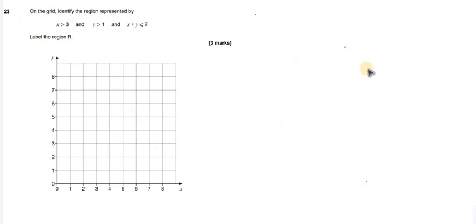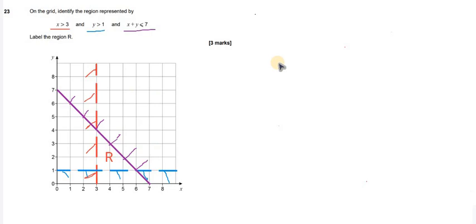Question 23. On the grid, identify the region represented by x is greater than 3 and y is greater than 1 and x plus y is less than or equal to 7. Label the region R. So we start with x is greater than 3. So we draw the line of x is equal to 3 first, which is that line there.